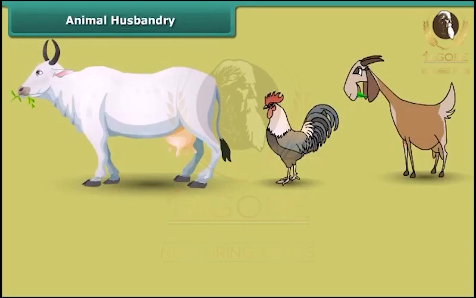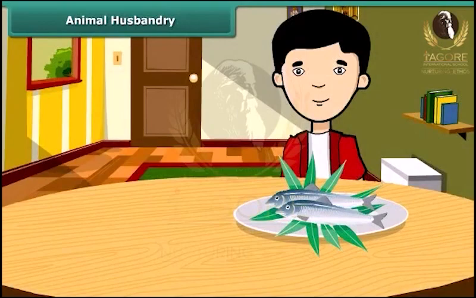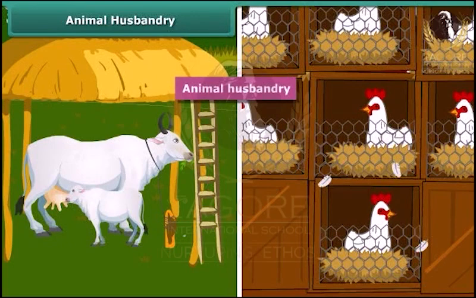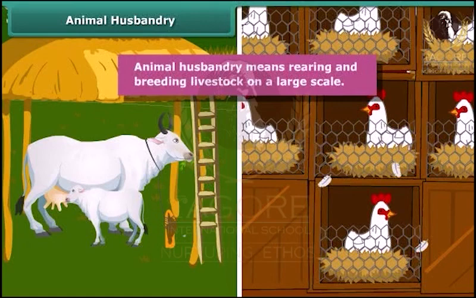Friends, do you know, like plants, animals also provide us with different kinds of food. Many people living in coastal areas consume fish as a major part of their diet. You will be surprised to know that just like the process of crop production, animals are also reared at home or in farms. They are provided with proper food, shelter, and care so that they provide us healthy food to eat. This process is called animal husbandry. In other words, animal husbandry means rearing and breeding livestock on a large scale.